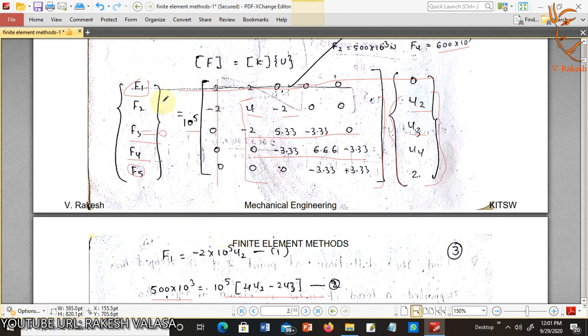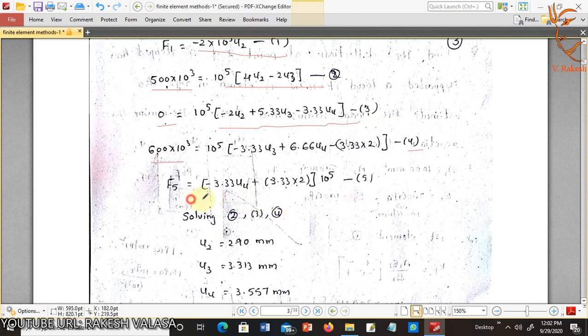Similarly, you can write the reaction force equations, that is F1 equal to 10 power 5 into 2 into 0 plus minus 2 into u2, that is minus 2 into 10 power 5 u2. This is equation 1. Reaction force F5 equal to 10 power 5 into the last row, 0 into 0 plus 0 into u2 plus 0 into u3 minus 3.33 into u4 plus 3.33 into 2. This is the fifth equation.